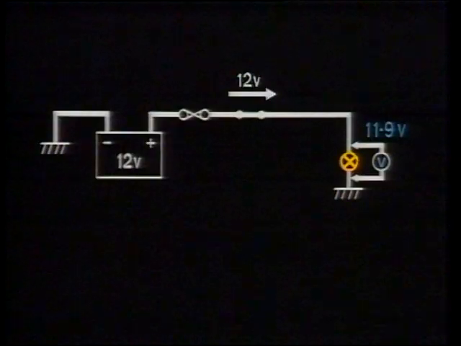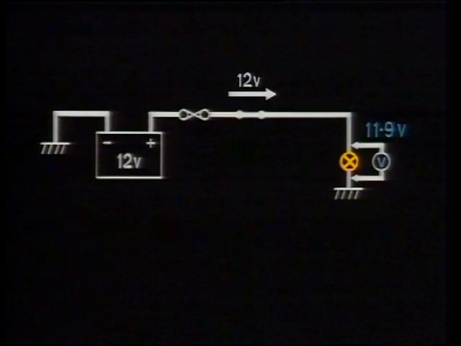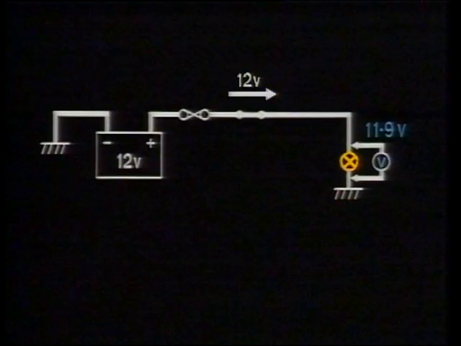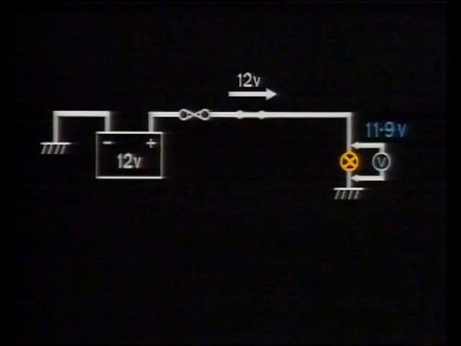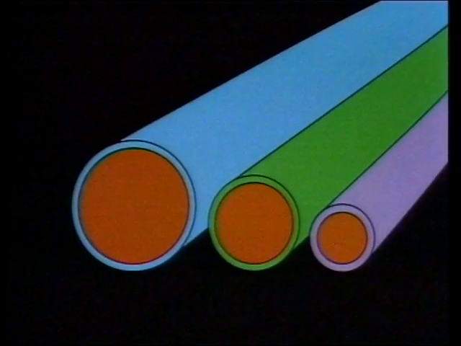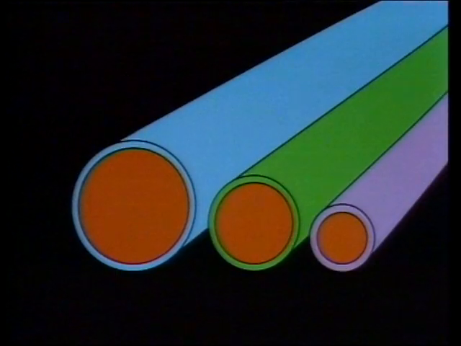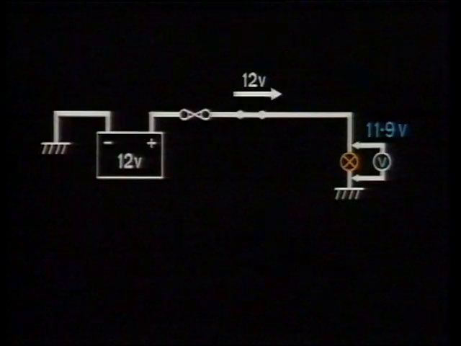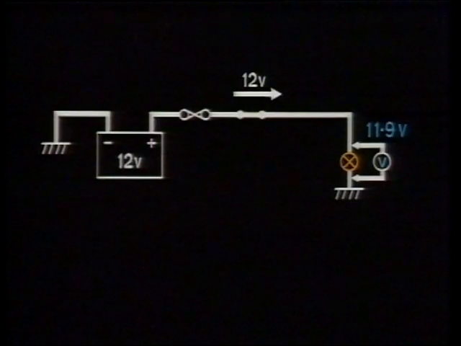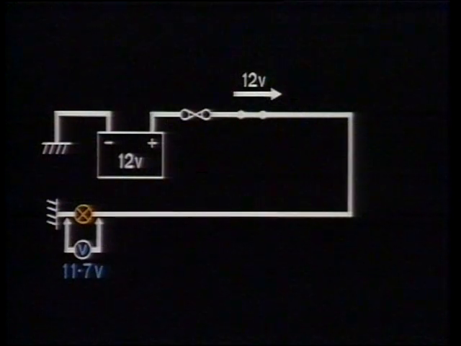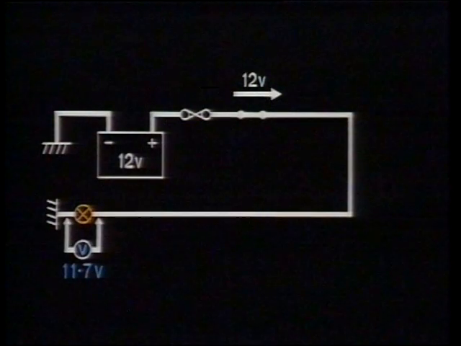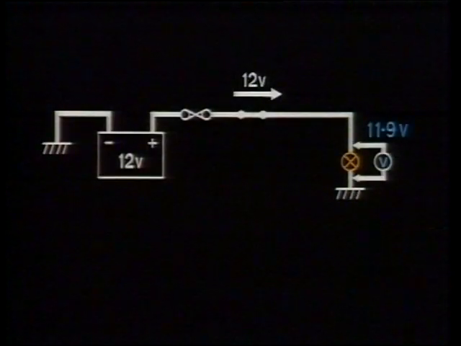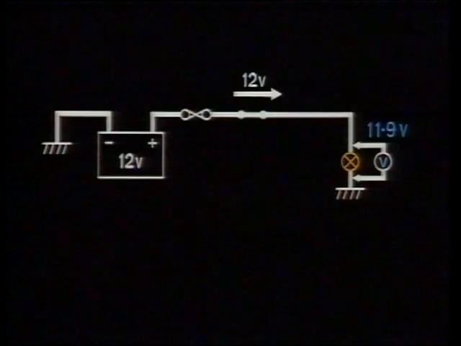Here's a measurement taken at the bulb. It reads 11.9 volts. Why do you think this volts drop has happened? This wouldn't have caused the drop in voltage. No, the larger the cross-sectional area of the cable, the less the drop in voltage. There's a natural drop in voltage through every cable due to resistance. This is called volts drop. The longer and thinner the cable, the greater the resistance, and therefore the greater the volts drop that will occur. Conversely, the shorter the cable or the thicker the cross-sectional area, the less the volts drop.